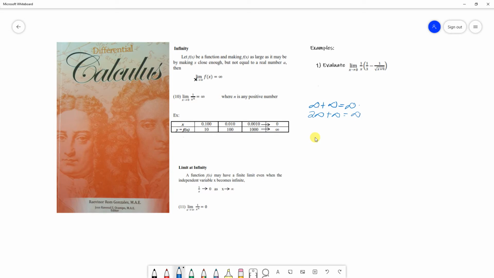What if I have a real value, let's say 1, to be added to infinity? Ano naman magiging sagot? May piso ka, idadagdag ko sa trilyong piso. Hindi mo naman pwedeng sabihin 3 trillion and 1 peso. So, the answer is still infinity pa rin. So, any number added to infinity, the answer is infinity. So, that's the rule.